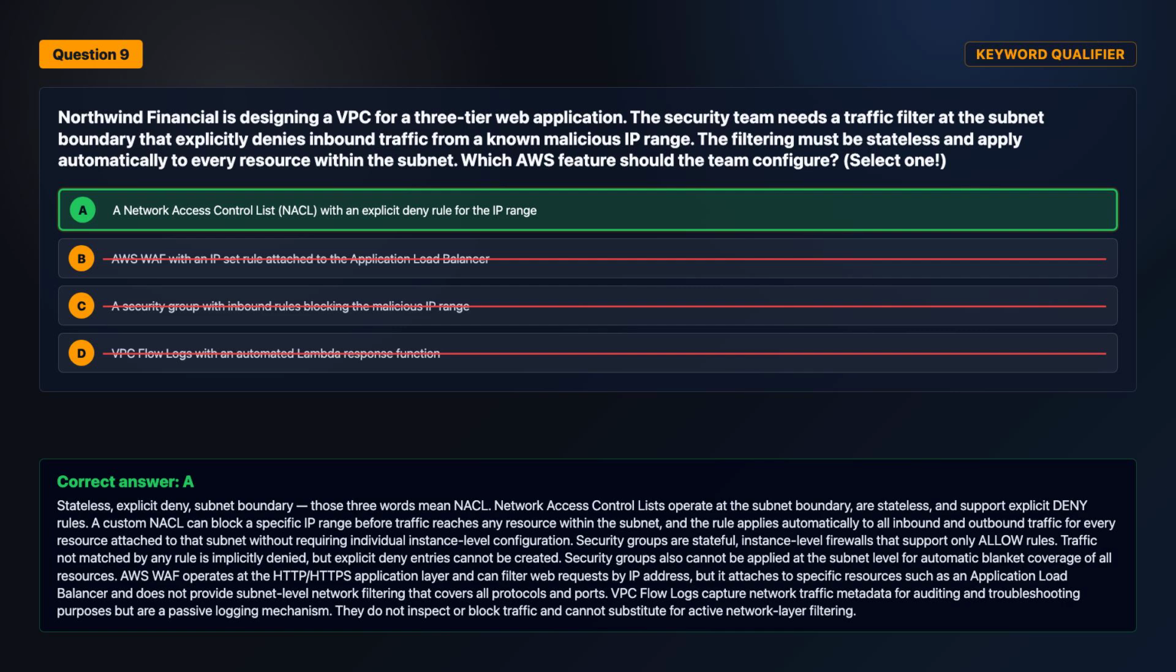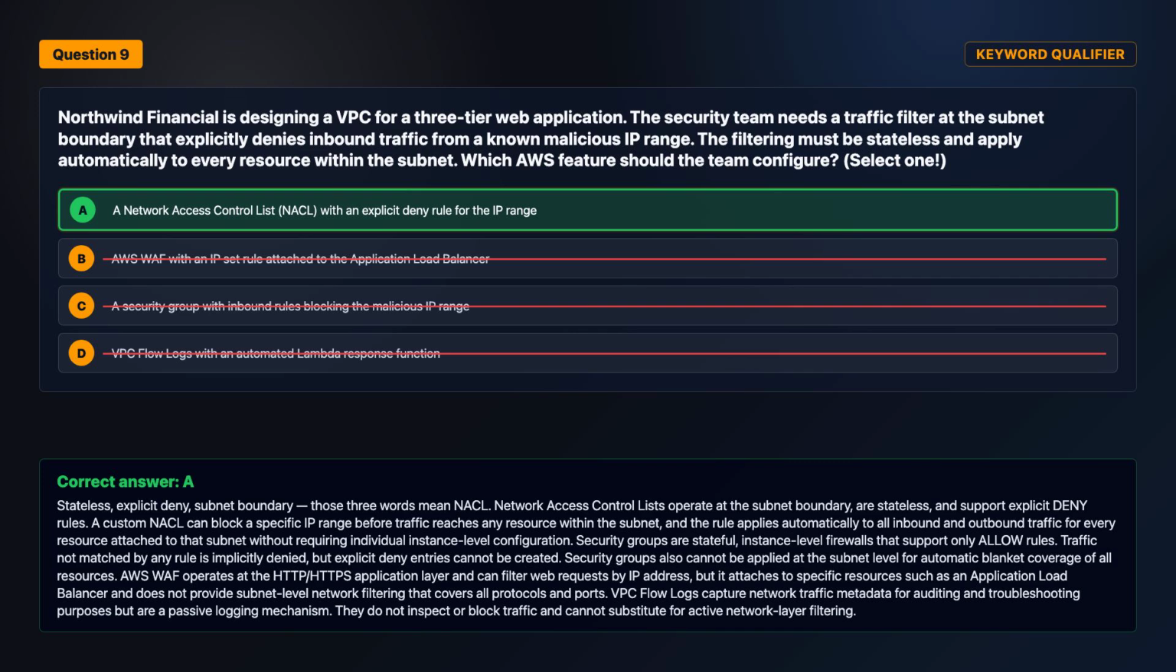A custom NACL can block a specific IP range before traffic reaches any resource within the subnet, and the rule applies automatically to all inbound and outbound traffic for every resource attached to that subnet, without requiring individual instance-level configuration. Security groups are stateful, instance-level firewalls that support only allow rules. Traffic not matched by any rule is implicitly denied, but explicit deny entries cannot be created. Security groups also cannot be applied at the subnet level for automatic blanket coverage of all resources.